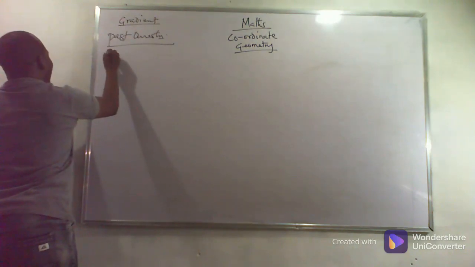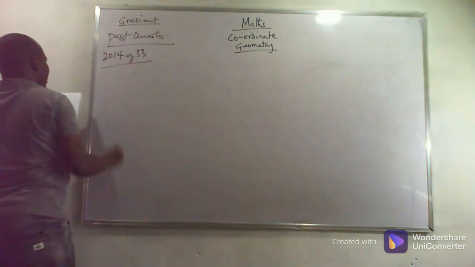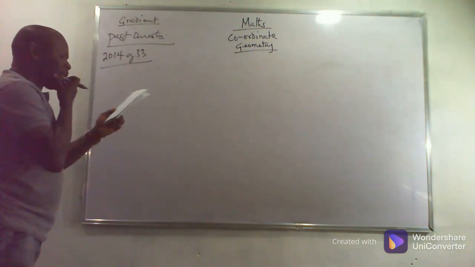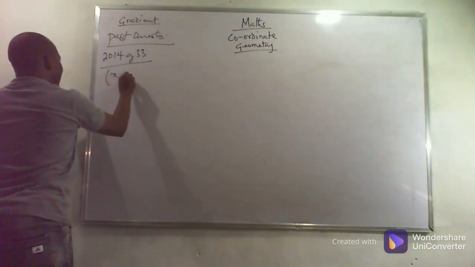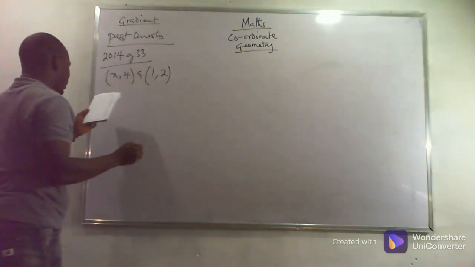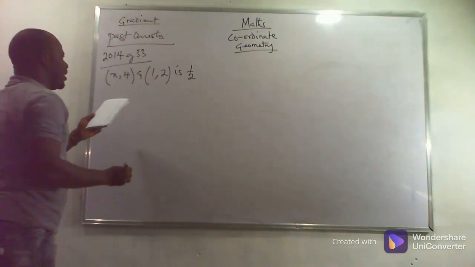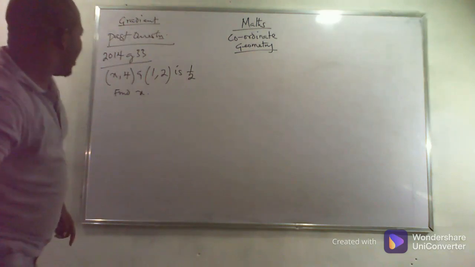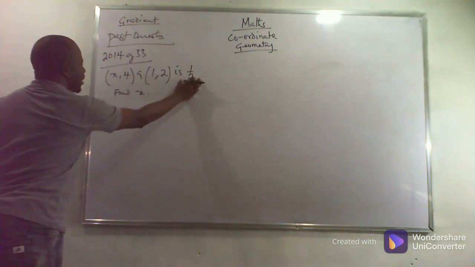In Jamb 2014, question number 33. The question reads, the gradient of the line joining (s, 4) and (1, 2) is 1/2. Find the value of x. If you look at this question, we are given the points and we are given the gradient.